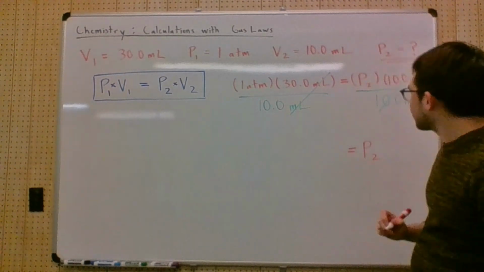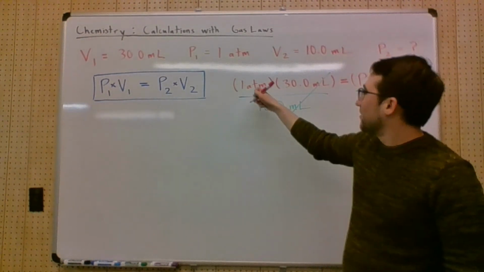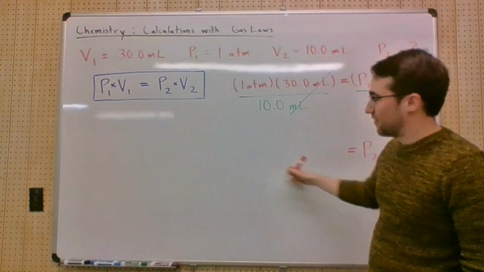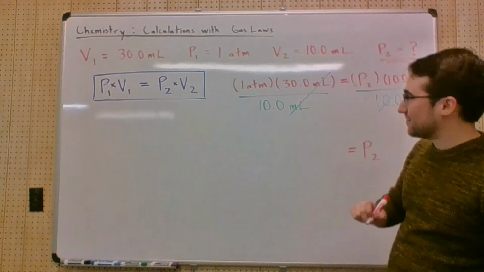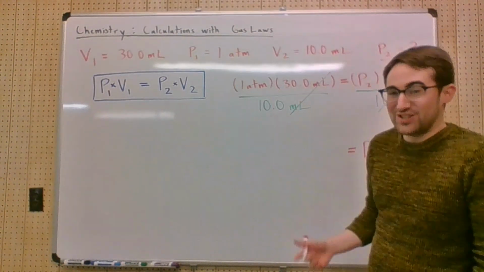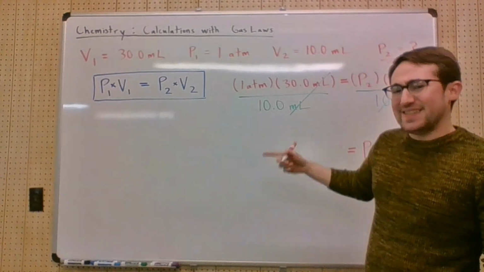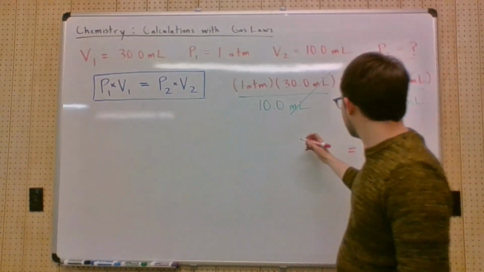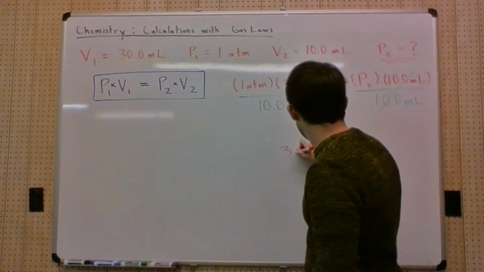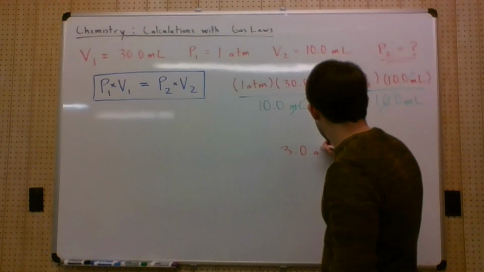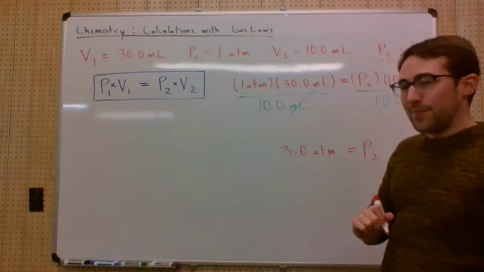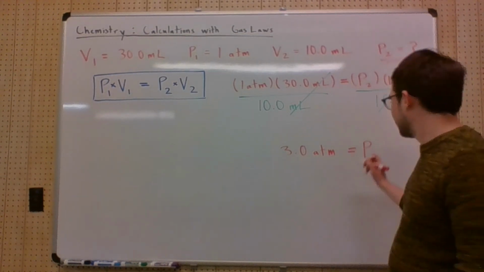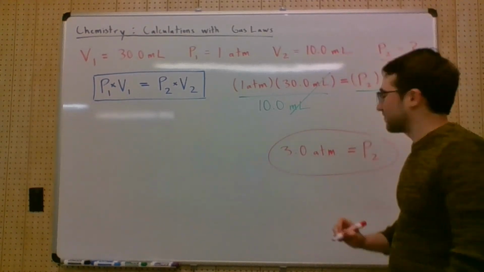So P2's alone. Then I'm going to take 1 times 30 divided by 10 to figure out what my new pressure in atmospheres is. Okay, well, 1 times 30 is just 30. 30 divided by 10 is 3. So I come out with about a pressure of 3 atmospheres, right? That's my new pressure inside the dart shooter. And that's my answer.